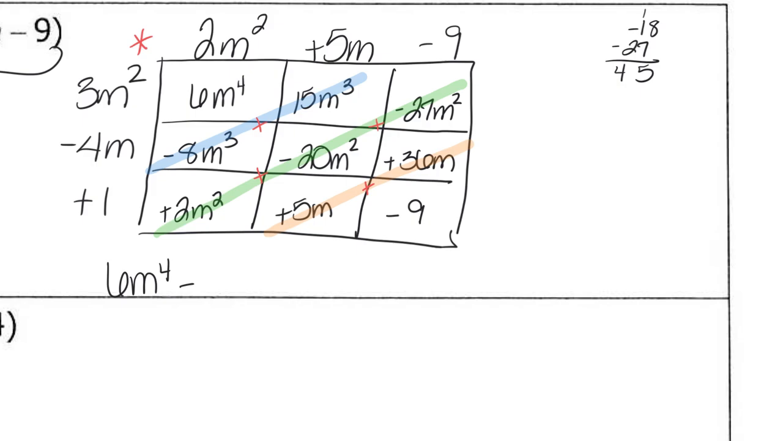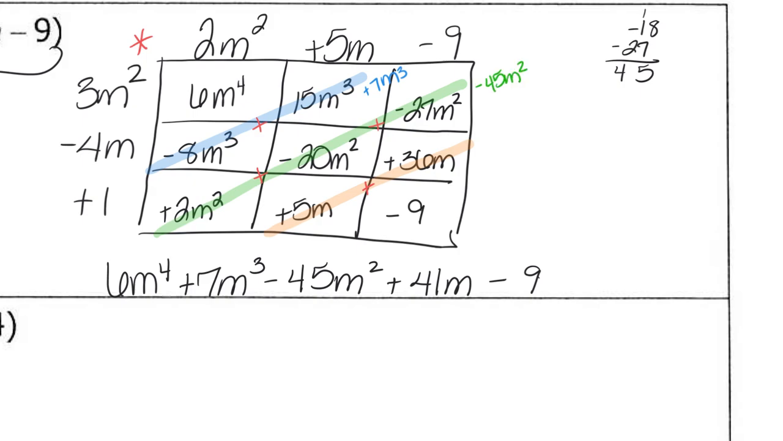5m plus, oh, I've missed one. I missed the blue one. Negative 8 plus 15 is positive 7m cubed minus 45m squared plus 41m minus 9. And so we would say negative 8 plus 15 gave me a positive 7. The 2 minus 20 minus 27 gave me a negative 45. And that 5 plus 36 gave me a positive 41.